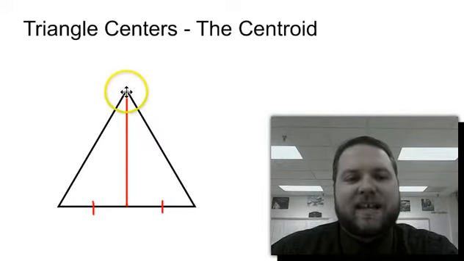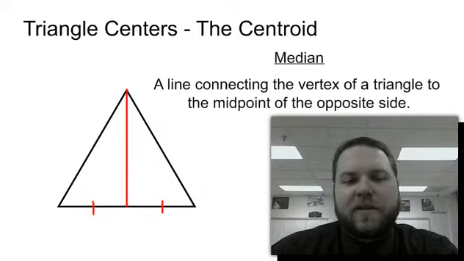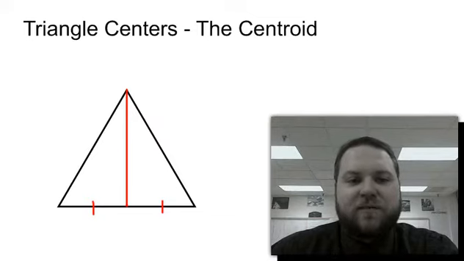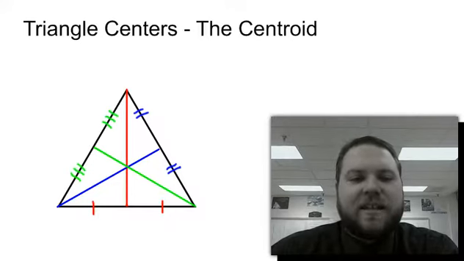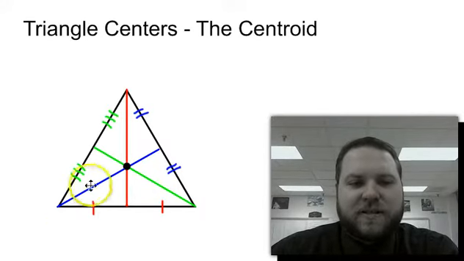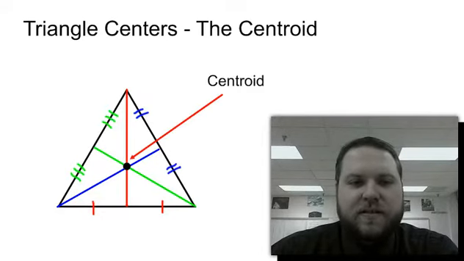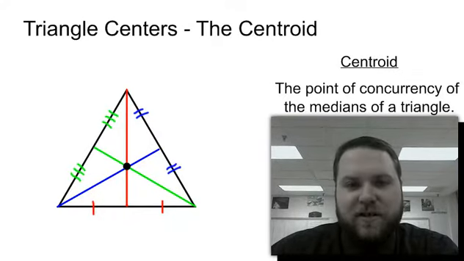So again, we've got a line that goes from the vertex to the midpoint of the opposite segment, and this particular line is called a median. A median is a line connecting the vertex of a triangle to the midpoint of the opposite side. If I draw all three medians, the median for another side and the median for the third side, they meet at this one point in the middle, which you can see with the black dot there, and that point is called the centroid. So the centroid is just the point of concurrency for the medians of a triangle. It's the point where all three medians run into each other.